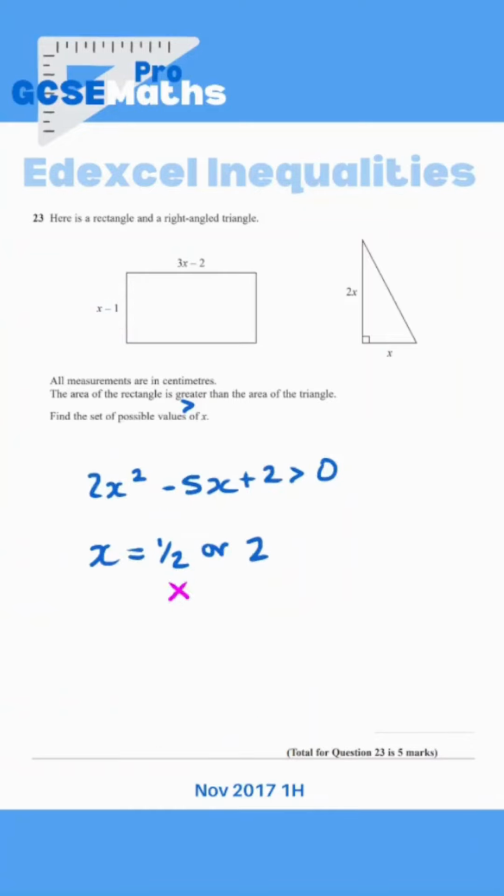Now though, we need to put our answers back into an inequality. So given that the inequality was facing towards the quadratic and away from 0, that would normally mean that I would get two separate answers: x is less than the smallest one and x is greater than the biggest one. We've already just said that the half is invalid, so ignore that solution. Therefore, the set of possible values for x is x greater than 2.